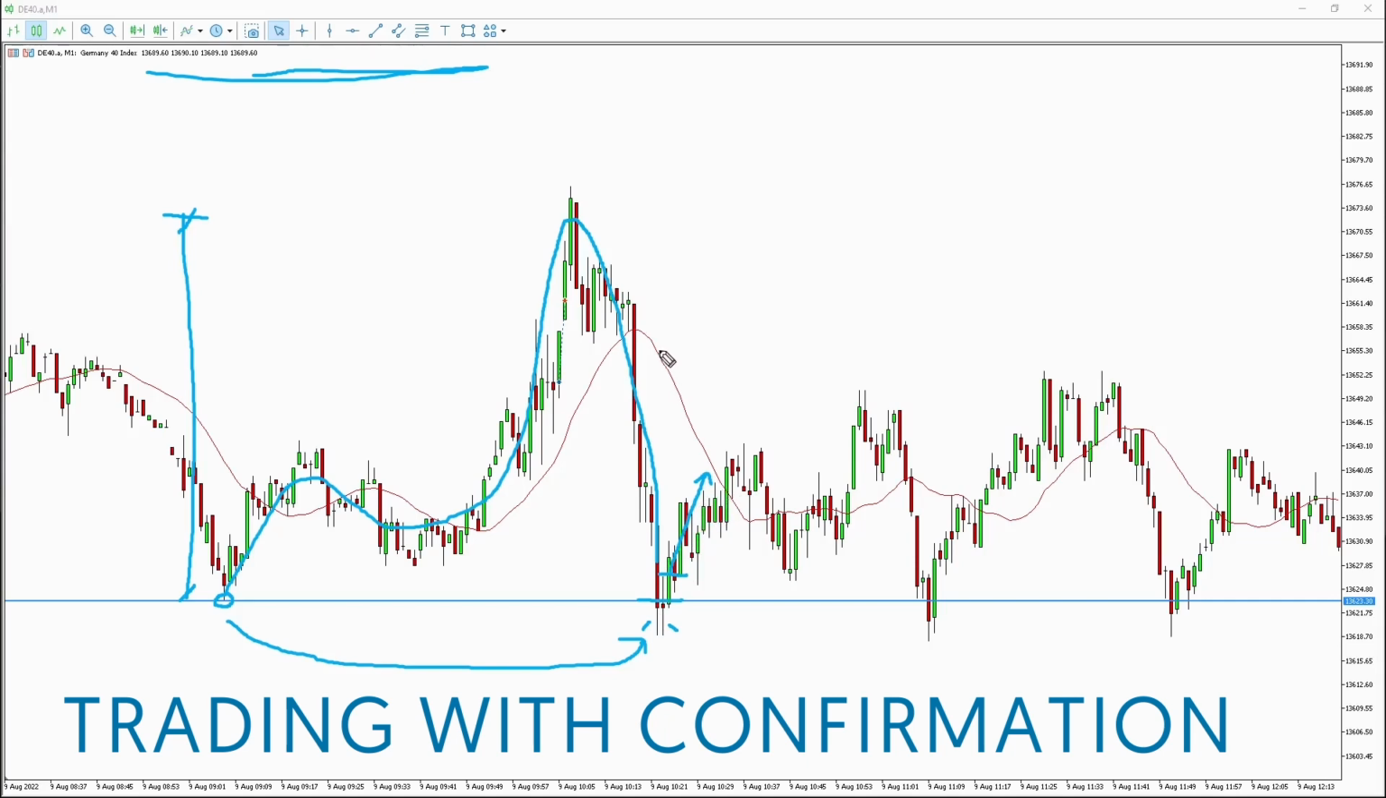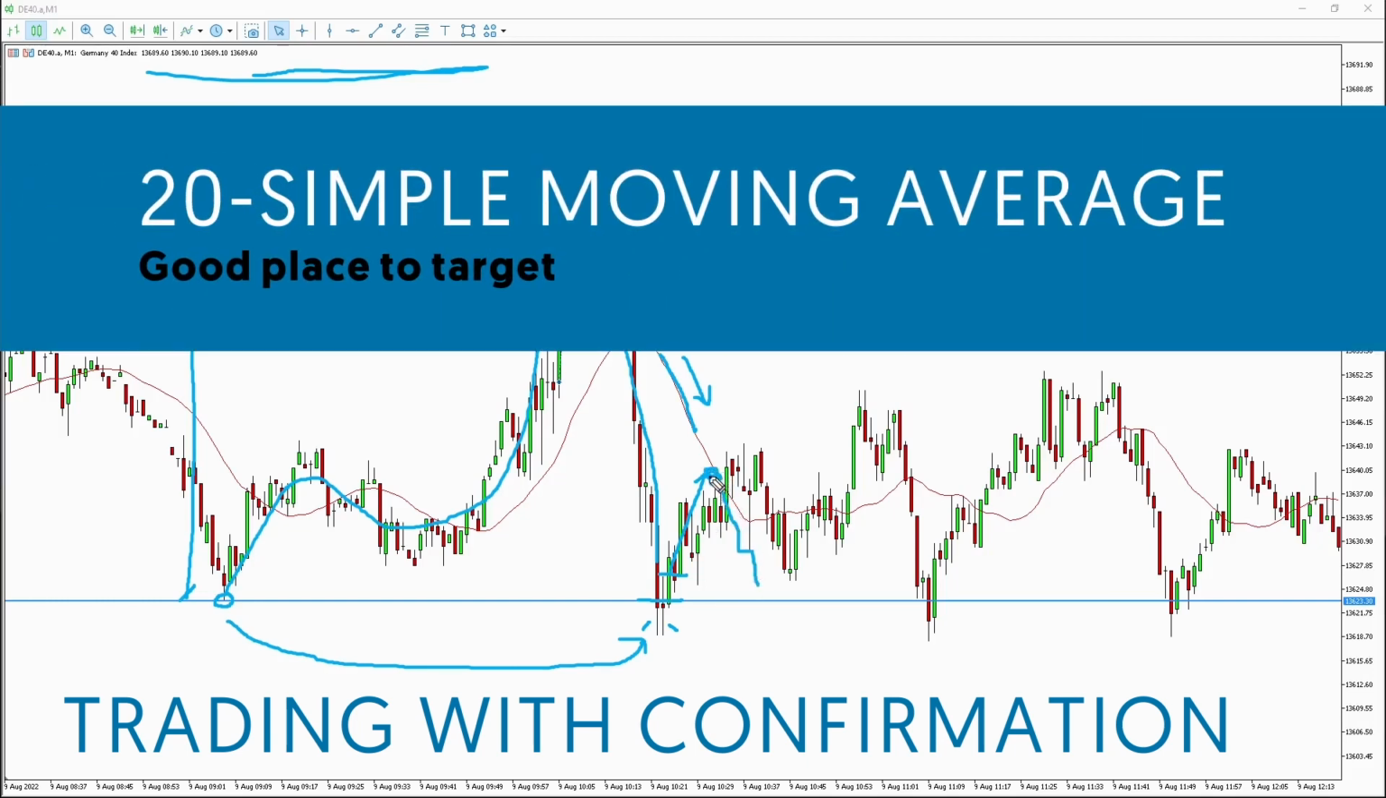This is my 20 moving average here, simple moving average. It's on a downtrend, it's pointing to the downside. So the price can still hit this 20 moving average and then go back down again. So I would use this 20 moving average as a possible target for my long trade that I would take right here from the bottom.